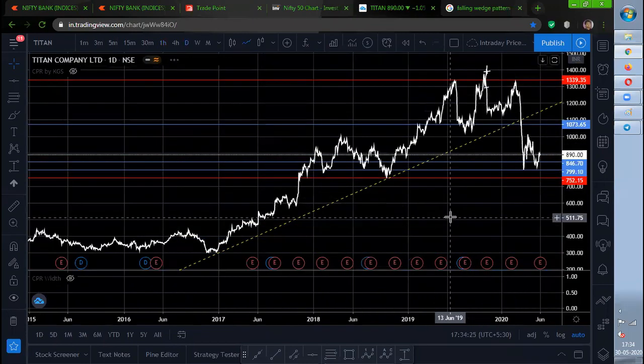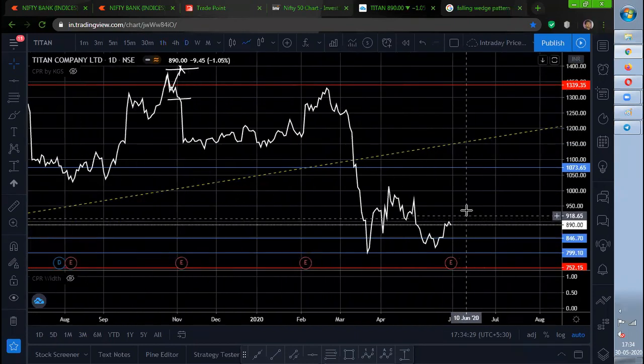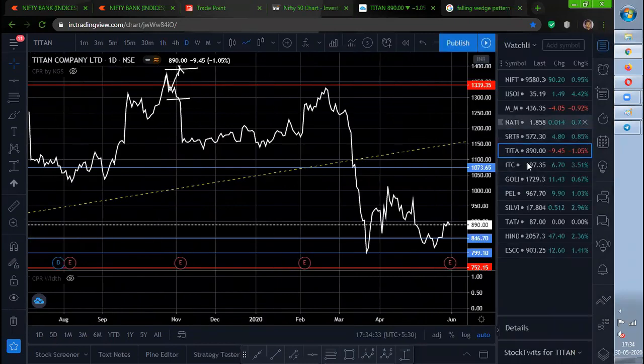Titan, once upon a time, was my favorite stock, bro. I used to analyze it very well and got some decent trades in it. These are my stock list, bro. Only these stocks I watch mostly. M&M, natural gas, MCX, forget this. These are Shriram Transport, Titan, ITC, PEL, Tata Motors, and then Hindustan Lever and Escorts.